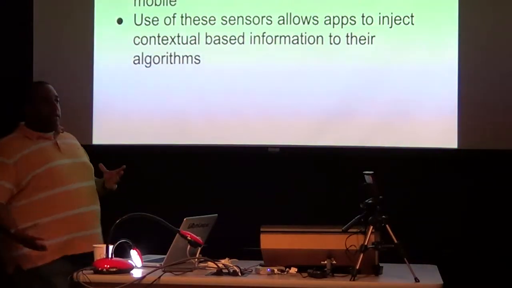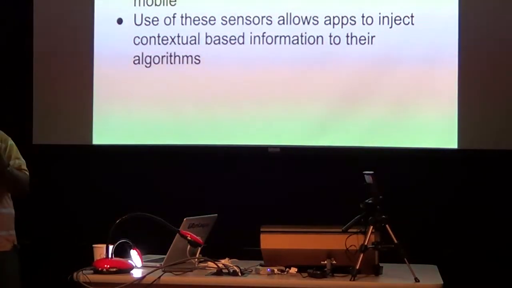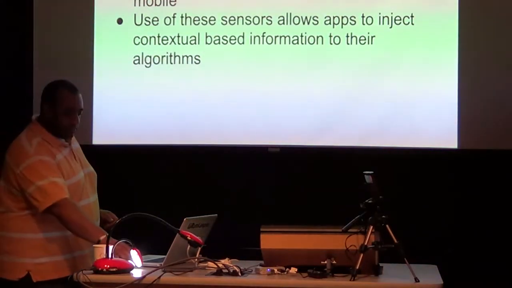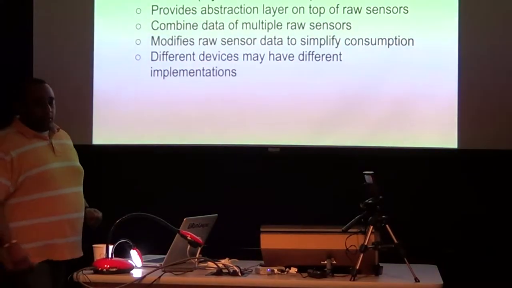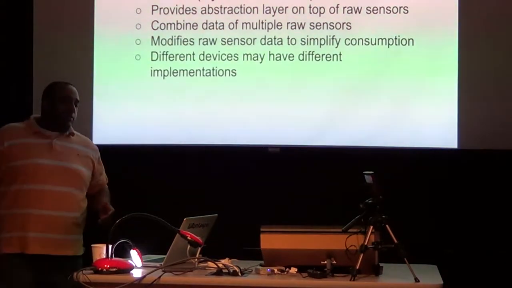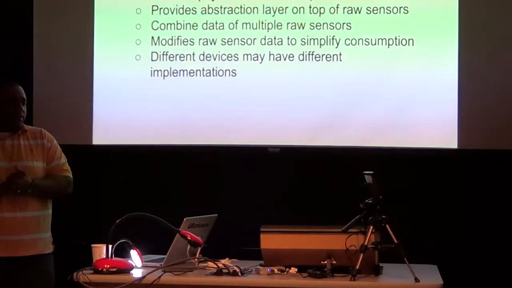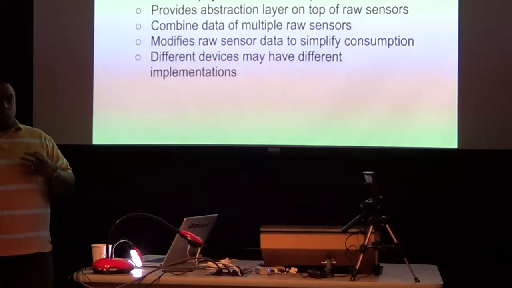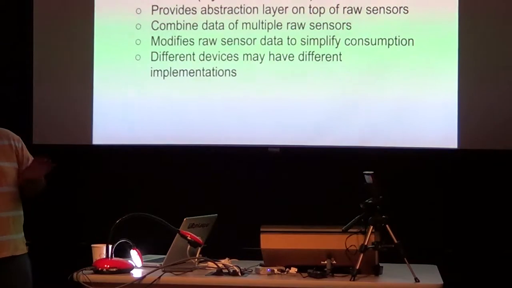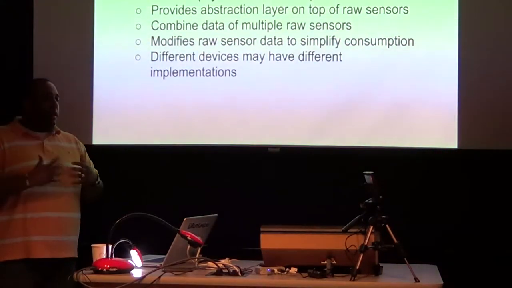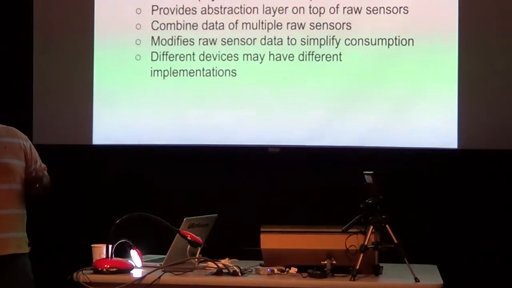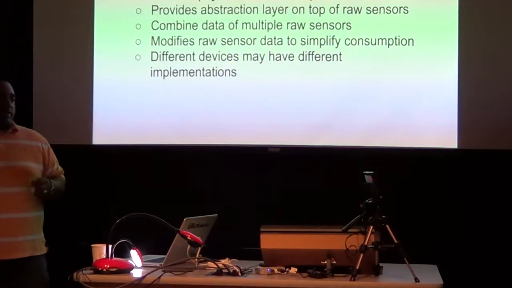And using this sensor data really allows you to start injecting contextual information into your algorithms to really build a really powerful app. So when we're developing with Android sensors, there are sort of two classes of sensors. And this is actually really important. You have the hardware sensors, which give you the raw data from the actual hardware. It's unfiltered, as you would see off of any other sensor external to the phone. Each one of these in the SDK represents an actual physical sensor on the device.